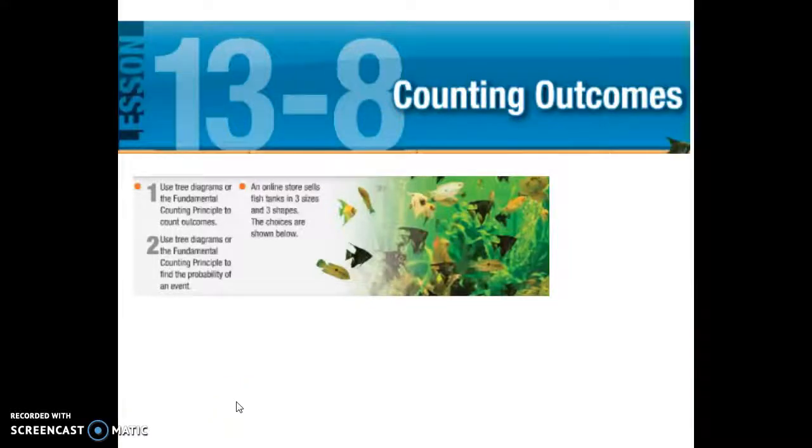Alright class, today we're going to be counting outcomes. For probability, an outcome is anything that can result from an experiment or an event. We're going to count all the possible outcomes of what I call compound events. More than one thing is going to be happening.